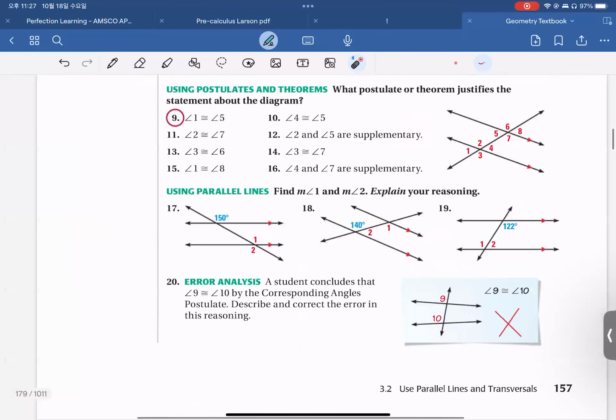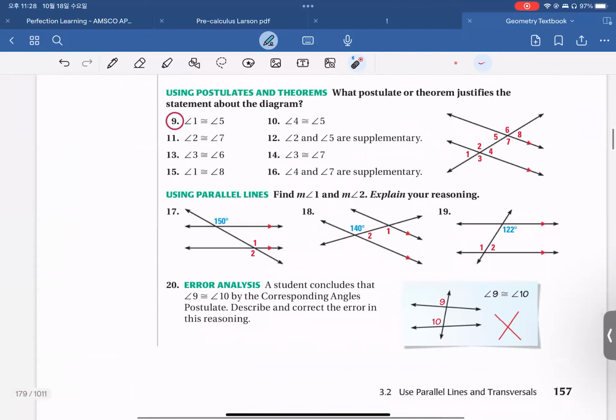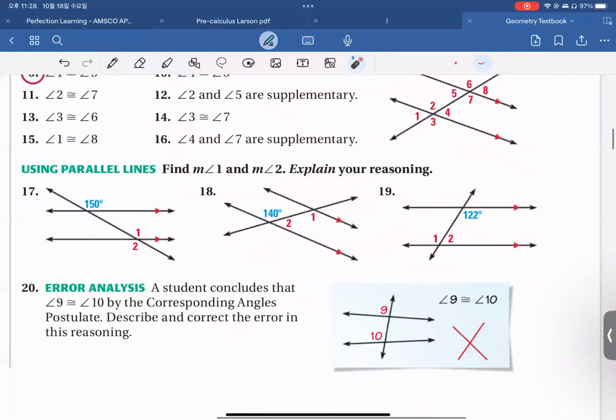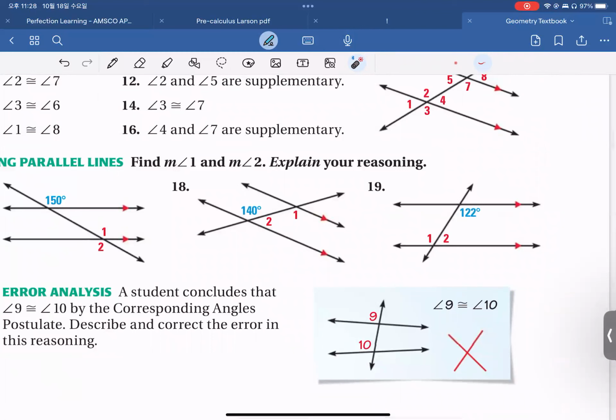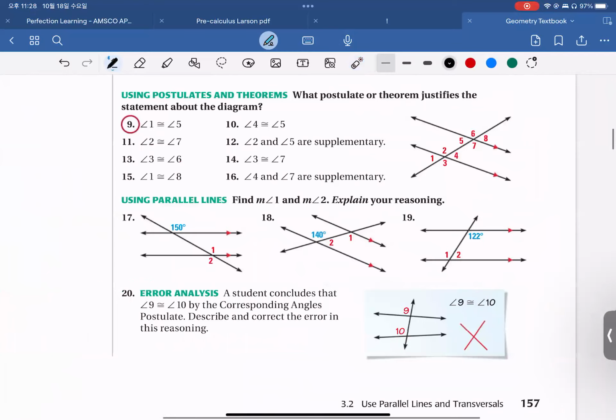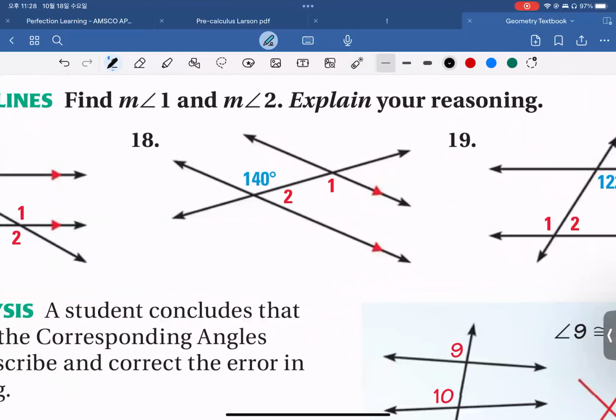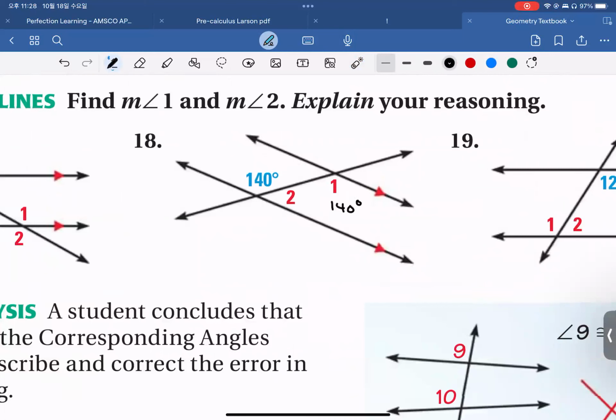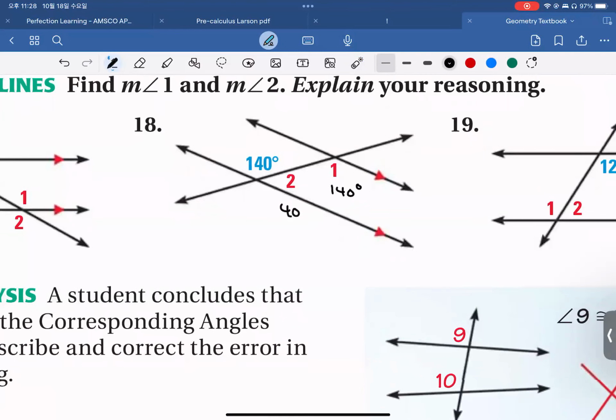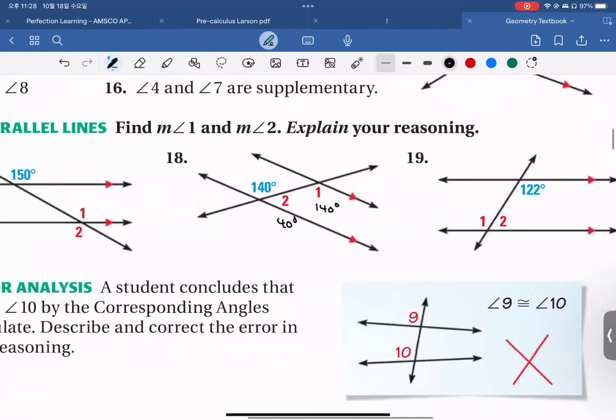And next, let's just quickly look at 18 and 19. So first, measure angle 1. We're finding measure angle 1 and 2. Explain your reasoning. Because we know here's 140 degrees, we know that angle 1 must be 140 degrees as well because of the alternate interior angles theorem that states that they're congruent. And by the consecutive interior angles theorem, measure 2 is 40 degrees because these two are supplementary.